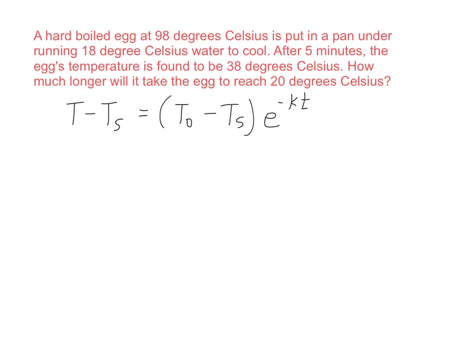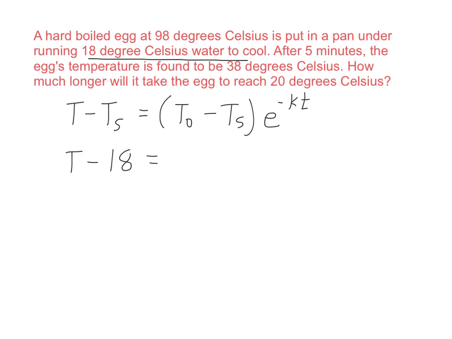So let's fill in our pieces here. We're going to keep this T in front. Now the surrounding temperature we know is 18 degrees, because we are putting these eggs in a pan under 18 degrees Celsius water. So that is the surrounding temperature, so that is 18. The eggs are being surrounded by that 18 degree water.